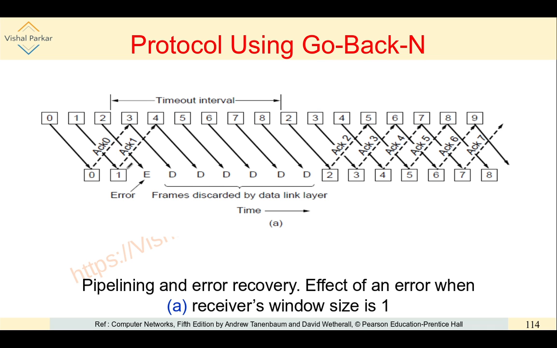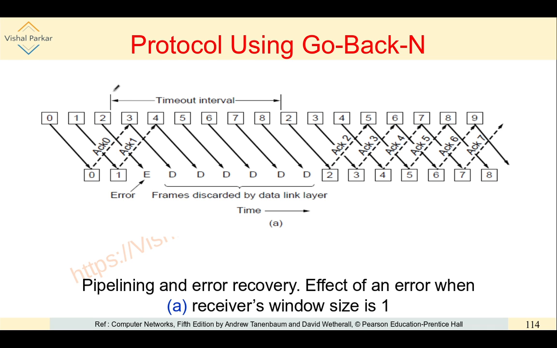Basically, here when one such frame is received in error, the rest of the frames of the set, even though they are received without any error, are discarded. Rather, they are made to go back to the sender, and that's why the name go back N.